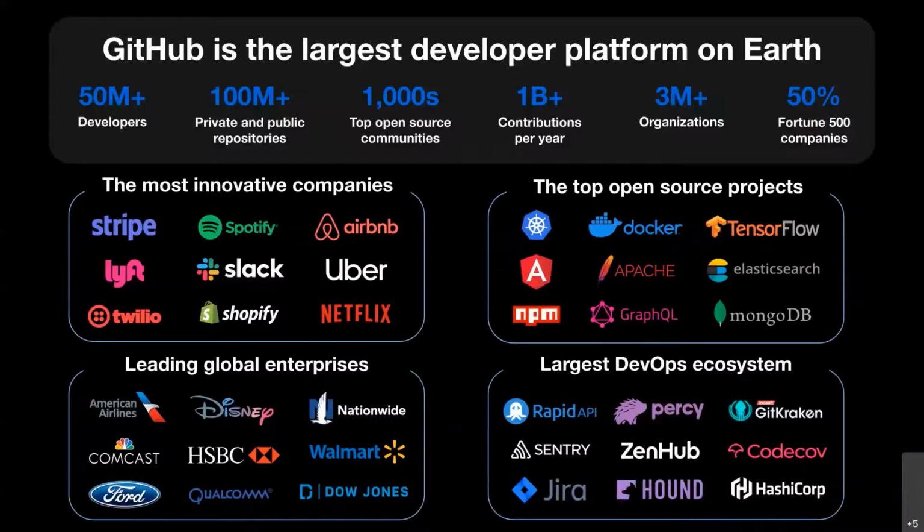So GitHub is an online platform, which today is the largest developer platform, which enables anybody to share code and work on projects collaboratively online. There are more than 50 million developers. There are more than 100 million private as well as public projects running on GitHub. And you literally have thousands and thousands of open source projects on GitHub. Some of the more popular ones that people will relate to are Kubernetes, Docker, Apache, Ansible, and many others.